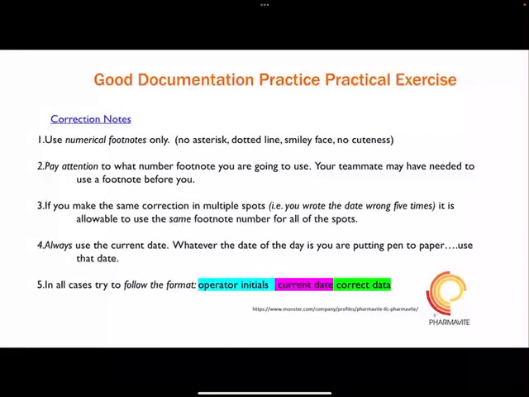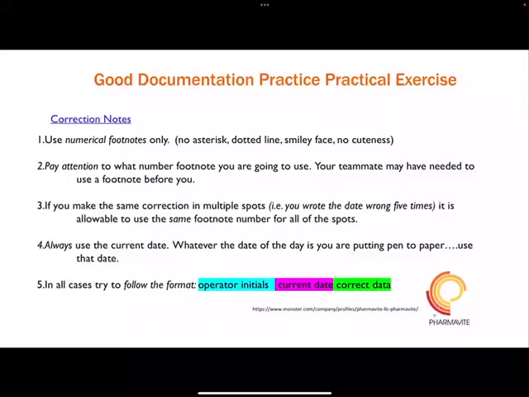I need to be able to know 3 things when you write a footnote or make any correction. Who wrote it, meaning the operator initials. When they wrote it, meaning the day you are putting pen to paper, and what the correct information is. Who, when, what. The order of these three things is not important. Their presence is.